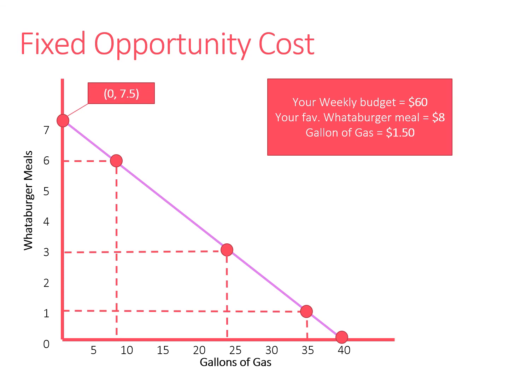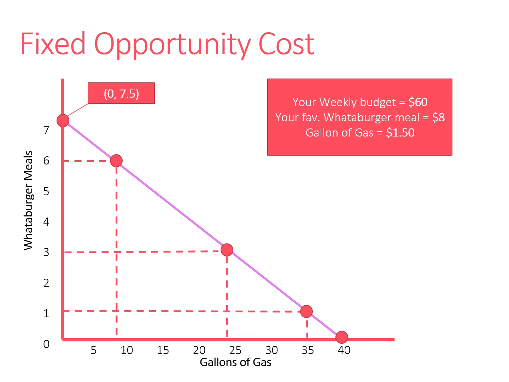And so here we would say that this is Whataburger and this is gas. So you're going to get a lot of Whataburger, but you're not going to get a lot of gas, if you know what I'm saying. You're not going to have any gas for your vehicle. And so here we go. That would be one potential efficient use of your $60.